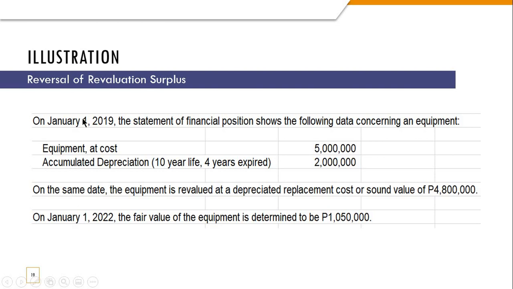So, on January 1, 2022, di ba, January 1, 2019 tayo nag-revalue. Okay? Tapos, there is revaluation decrease on January 1, 2022 that the fair value of the equipment daw is determined to be 1,050,000 na lang. Okay? So, again on January 1, 2019, ito yung information, the cost of the equipment and the historical cost and the accumulated depreciation. On the same date, ni-revalue siya, meron daw siyang depreciated replacement cost na 4.8 million. Okay? So, tapos pagka 2019, 2020, 2021, 3 years later, 1,050,000 na lang daw yung fair value ng asset.